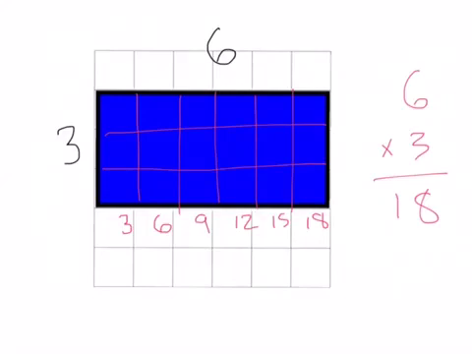Pay attention to these numbers at the bottom as I count my boxes and see if you can notice a pattern. 1, 2, 3, 4, 5, 6, 7, 8, 9, 10, 11, 12, 13, 14, 15, 16, 17, 18. If you notice that I said every one of these numbers along the bottom, you were correct. Make a connection between that and our skip counting.